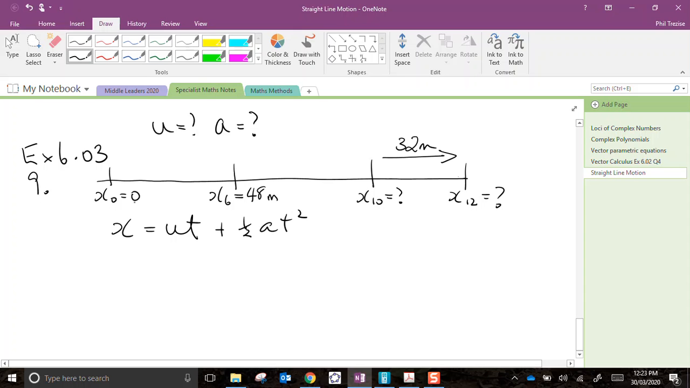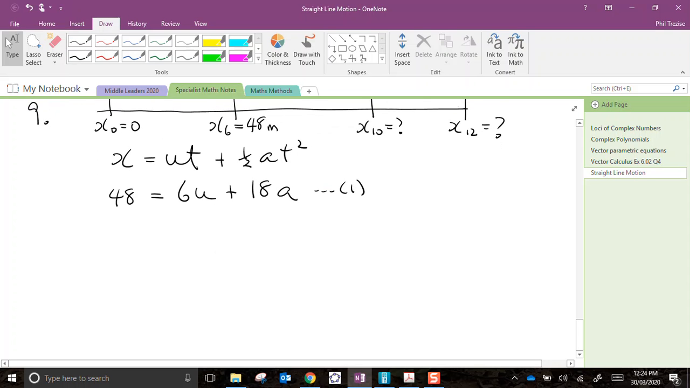Now, there's no point substituting 0 for x and 0 for time. We just get a useless equation that says 0 equals 0. So let's substitute for 6. If I substitute 48 metres for x and 6 for time, this will be 6u plus, now time is 6, so 6 squared is 36, a half times that is 18a, and that's my first equation. 2 variables, 2 unknowns, that's alright.